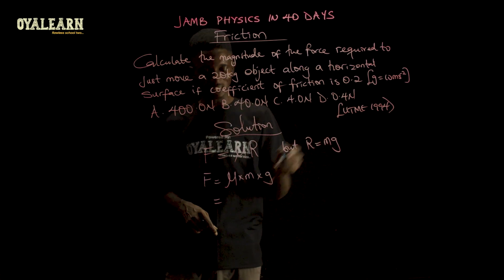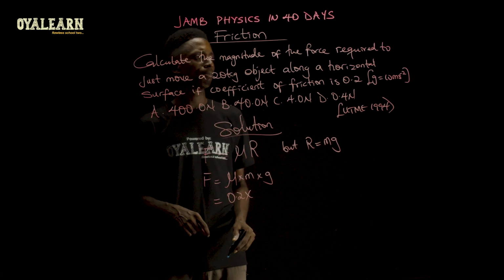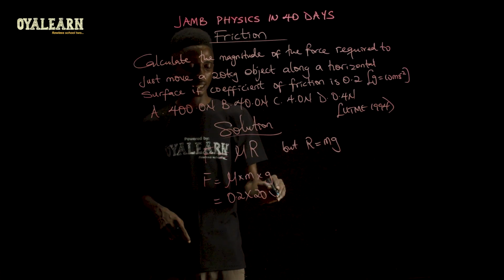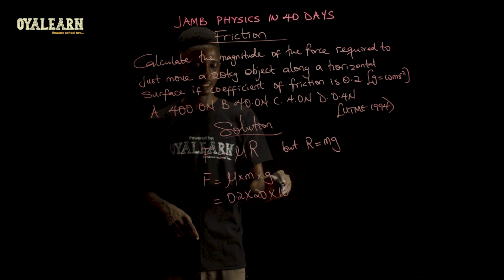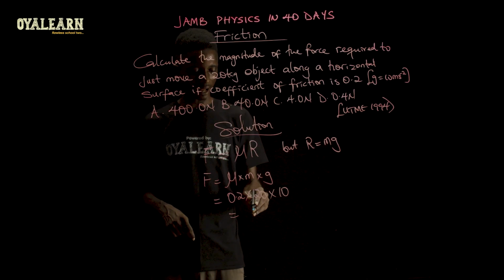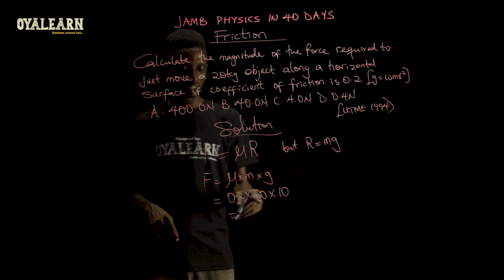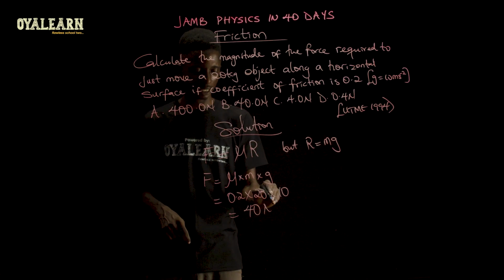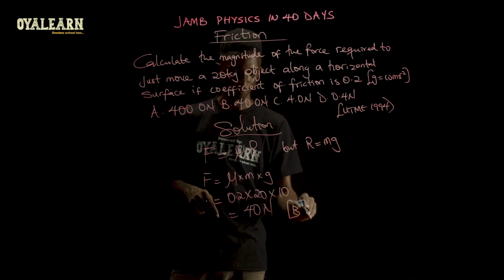Now, the coefficient of static friction is given as 0.2 here. Now we multiply that by the mass. The mass is given as 20 kilograms. And then we multiply that by acceleration due to gravity, that is 10. Now when we multiply all of this, 20 times 10 is 200. 200 times 0.2 will give you 40. So we have 40 newtons. The correct option is therefore option B.